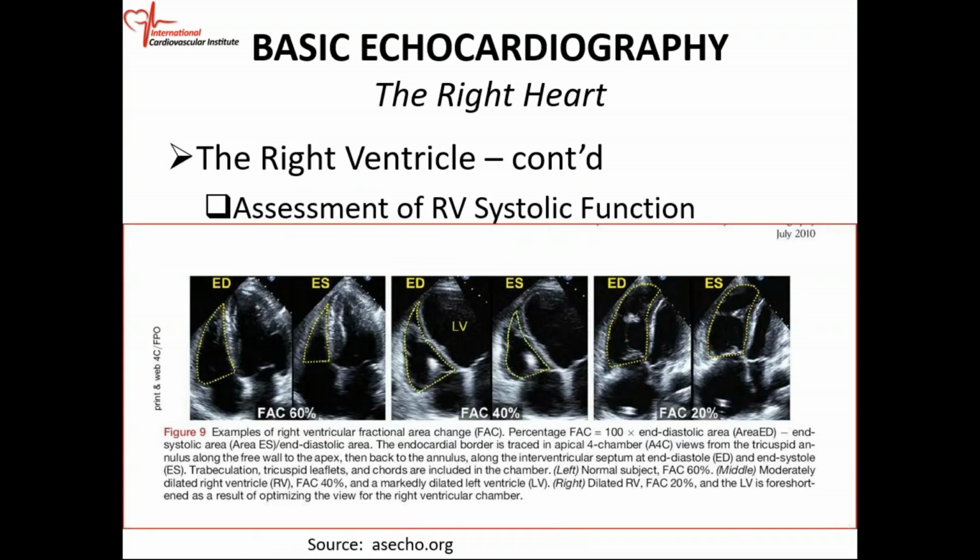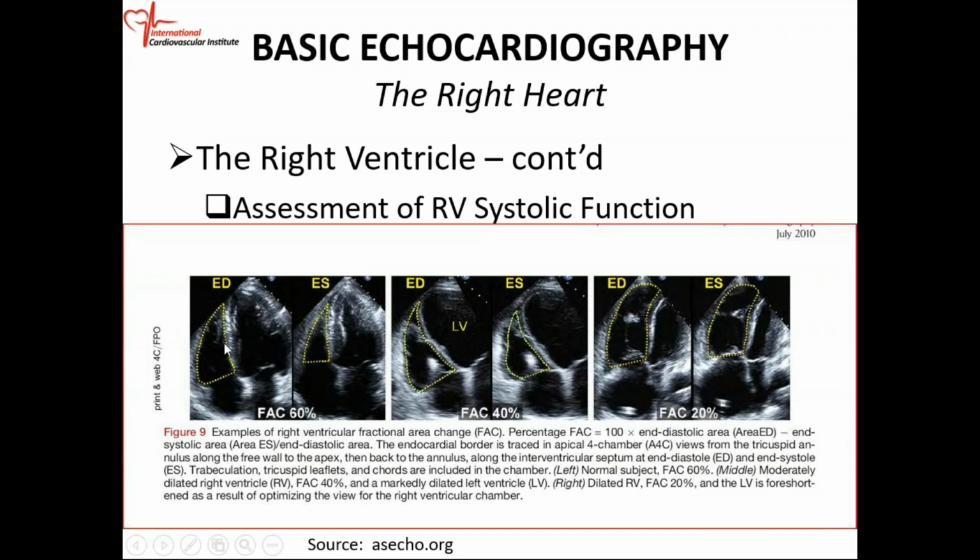All right. So when we do your fractional area change, what you do in diastole is just trace the area. These are RV focus views. So the apical four-chamber view, but you focus more on the RV so you can see it clearly. In diastole, you trace the endocardial border, you get an area. In systole, you trace the area and you get a certain number. You're going to subtract the end systolic area from the end diastolic area.